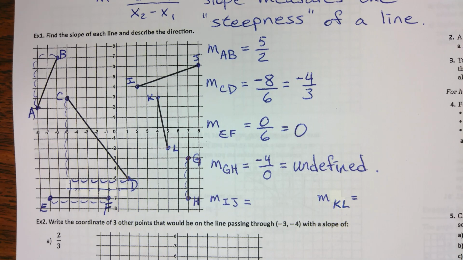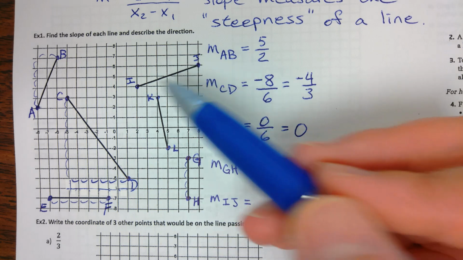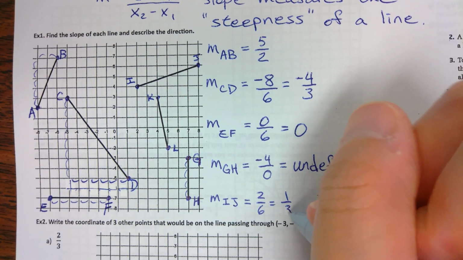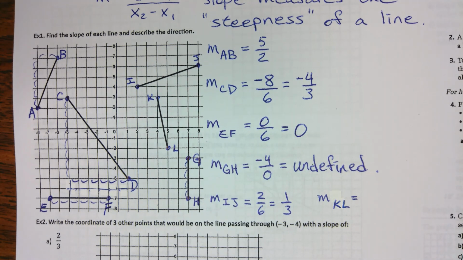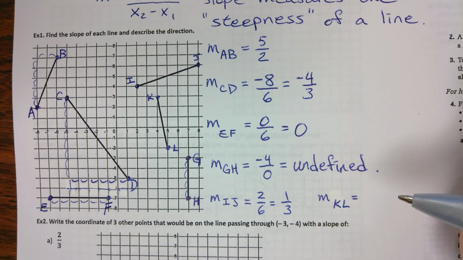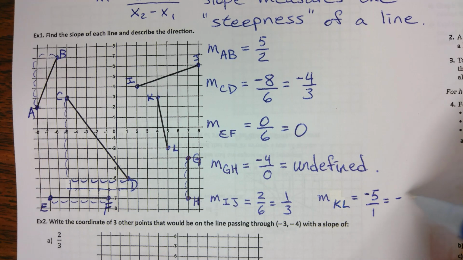Okay, who has an answer for me for slope IJ? Okay, Steven. It's one over three because the rise is 2 and the run is 6. Perfect. Did everybody get that? Good. Okay, and K to L, Kitty is finding Larry. Minus 5. Can you do the rise over run? Oh yeah, it's minus 5 over 1. Yep. Equal to minus 5. Perfect.